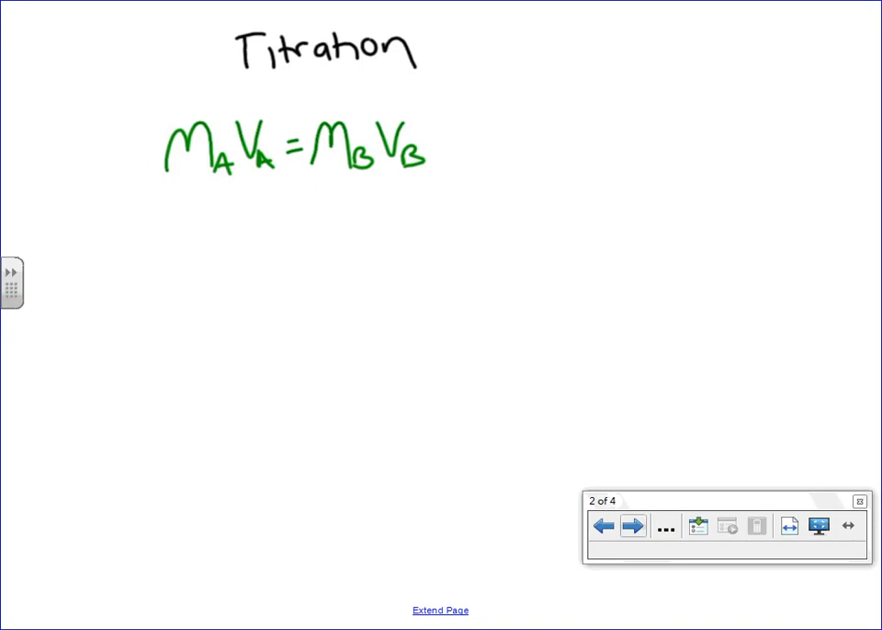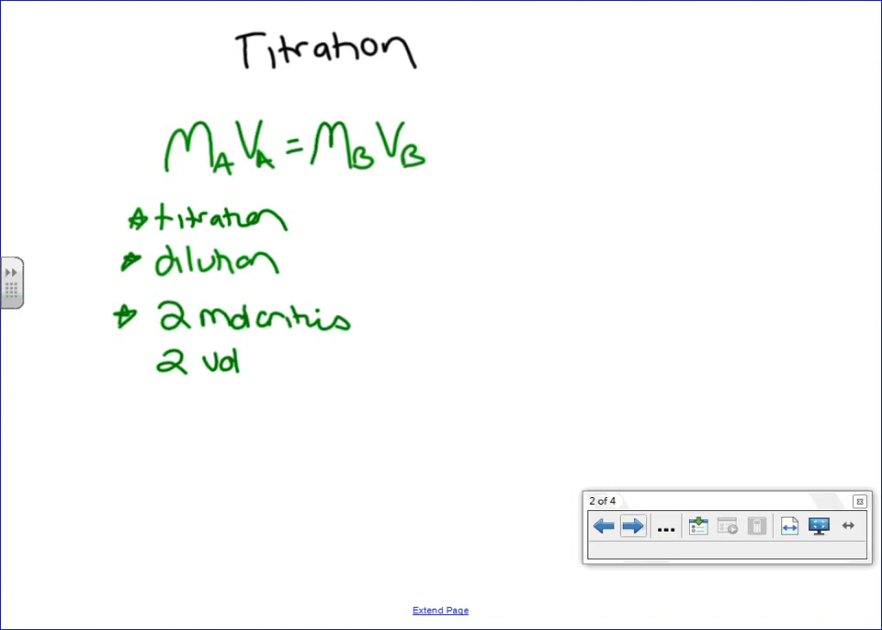How do you know when to use this? You know to use this when you're doing a titration. You know to use this when you're doing a dilution. And you know to use this when you have two molarities or two volumes. Something like the molarity formula, which is moles per liter, you only have one molarity and one volume. This one you have 2 and 2, and you're not actually looking for moles of anything.